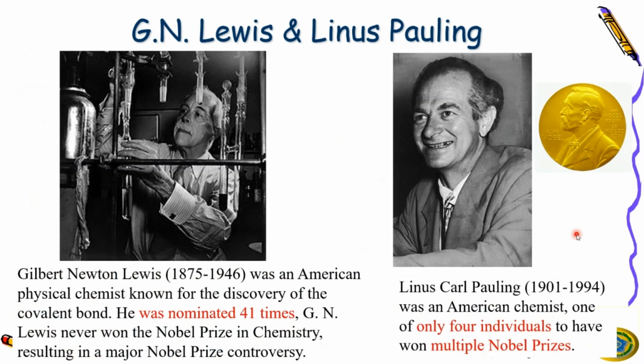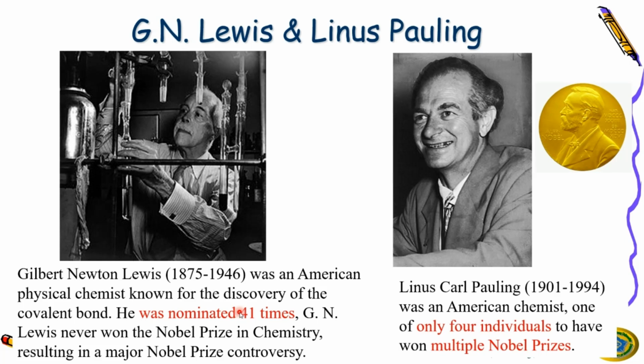Okay, so Lewis and Pauling. Lewis is another great person, like Sommerfeld. Sommerfeld was nominated 80 times, but he never got the Nobel Prize. Lewis was nominated 41 times, but he never got the Nobel Prize. And he has many students who got the Nobel Prize. You know that, right? You know the feeling. If your student got the Nobel Prize and you never get one, what a sad story.